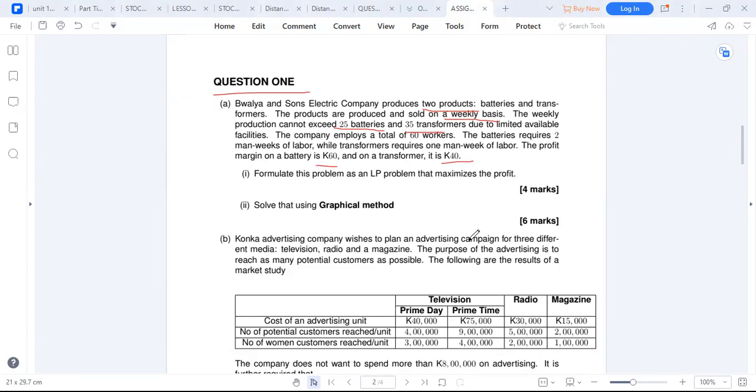So this is just about this question 1A. Now, the first question says, formulate this problem as an LP that maximizes the profit. Then we're solving this problem using the graphical method. So we can let the number of batteries be represented by X1, because it's the first product. So let these batteries be X1, and let the transformers be X2. So X2, we're talking about transformers.